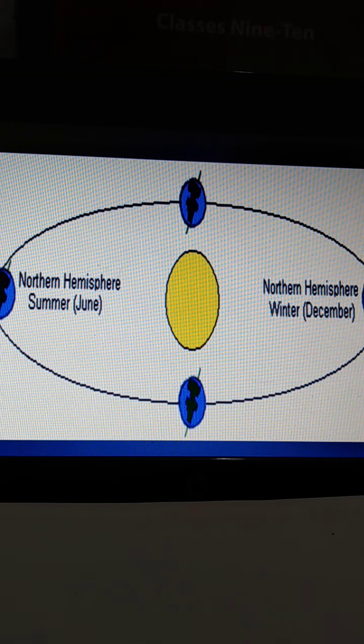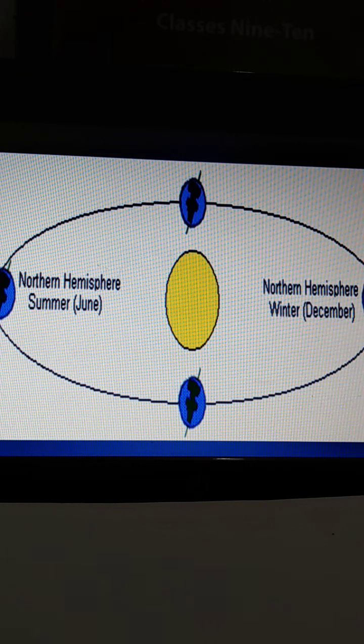Now, annual motion. The Earth revolves round the Sun continuously from west to east through a semicircular way. Such movement of Earth is called annual motion. The Earth moves round the Sun at a speed of 30 km per second. The time required for the Earth to make one complete revolution around the Sun is 1 year.